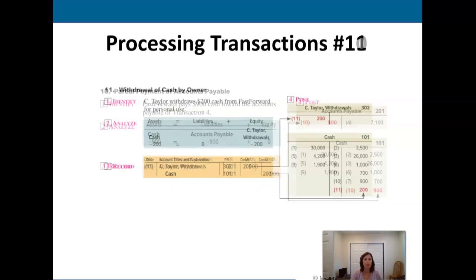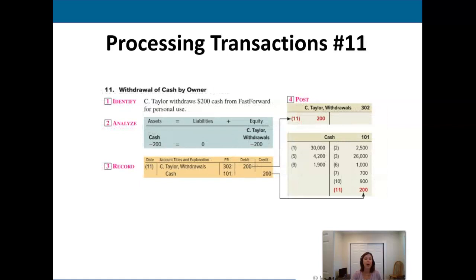And on to transaction 11, where our owner decided to take some money out. Not a lot, $200. I guess they're entitled to do that. So we want to record that as a withdrawal. So remember, when the owner takes money out, we're not going to record that against the owner's capital account. It's going to go in a separate withdrawal account, and those two accounts are going to work together to establish the balance of the owner's equity.